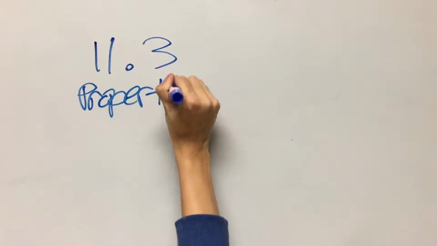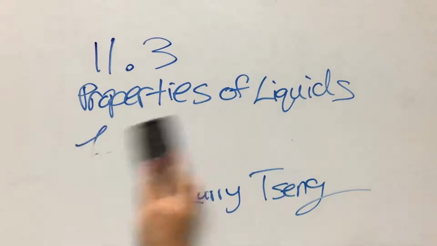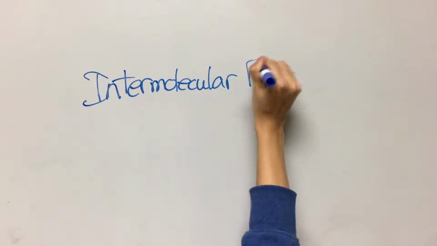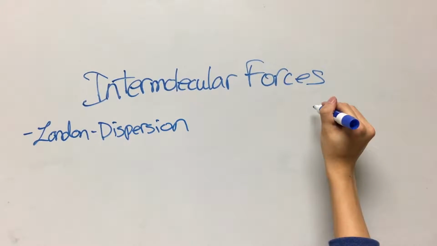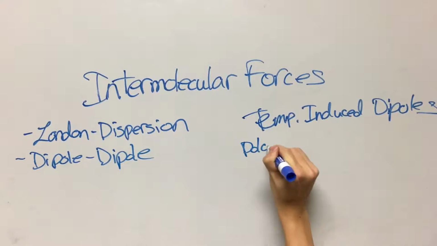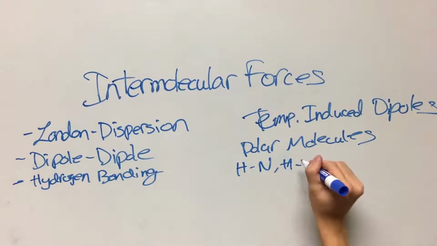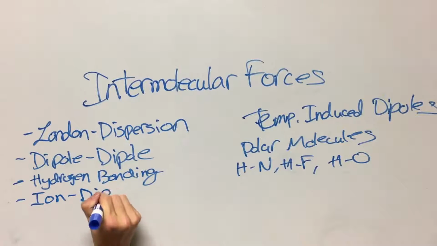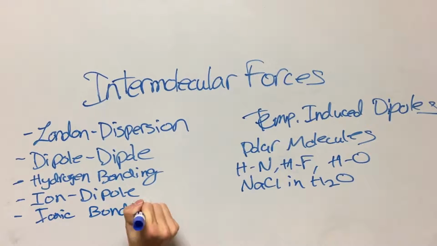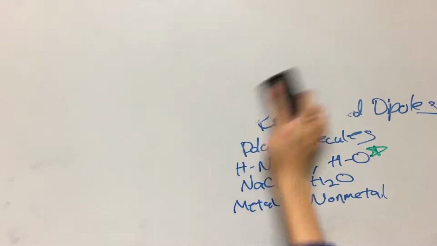In this video, we will be learning about section 11.3, which is all about the properties of liquids. We have already seen how intermolecular forces can affect the properties of substances. Remember that these can be London dispersion forces, dipole-dipole interactions, hydrogen bonding, ion-dipole attractions, and ionic bonding. For example, water is such a unique liquid because of its hydrogen bonds, which are the result of especially strong dipole-dipole intermolecular forces between the hydrogen and oxygen.